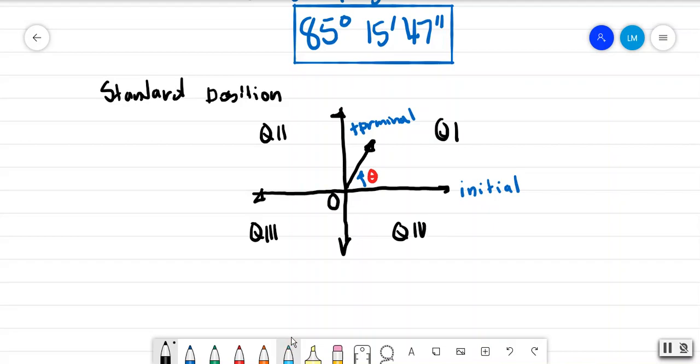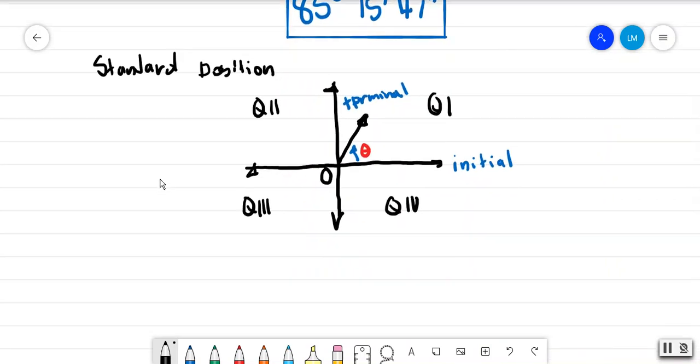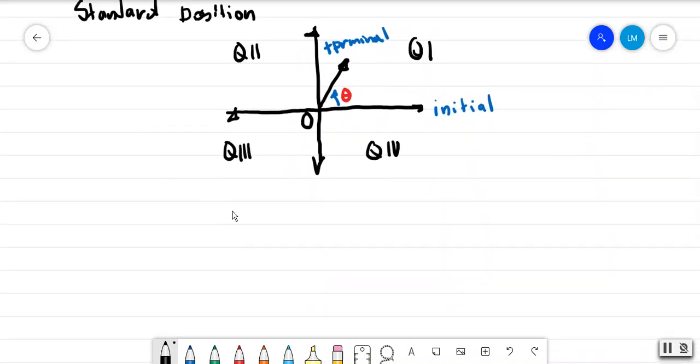Okay, now in any case, you can think about it like this. Since there are 4 quadrants, if you were to rotate around 360 degrees, then based on the 4 quadrants, each quadrant is worth 90 degrees. So you take 360 divided by 4, and that gives you 90 degrees.